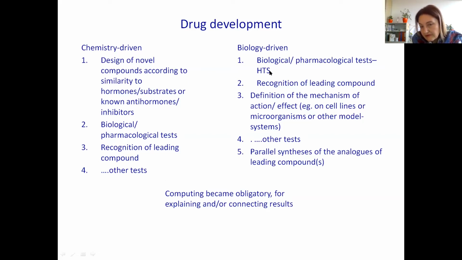In biology-driven drug development, first a biological or pharmacological test is performed for many compounds. Then, when lead compounds are recognized, the next step is to find the mechanism of action of the compound, and on the other side to synthesize isosteres or bioisosteres of this lead compound and test their activity, to find even better, more effective compounds. Computing could be very useful in both strategies, and today is widely used. In both strategies, many drugs are found and used today.